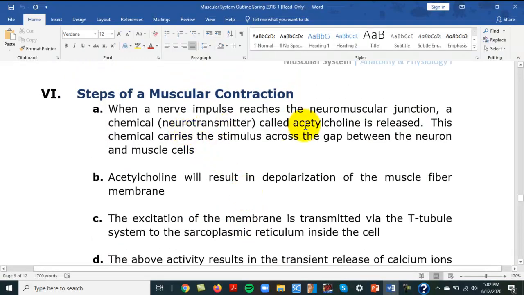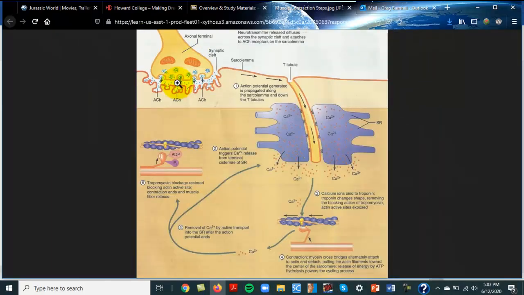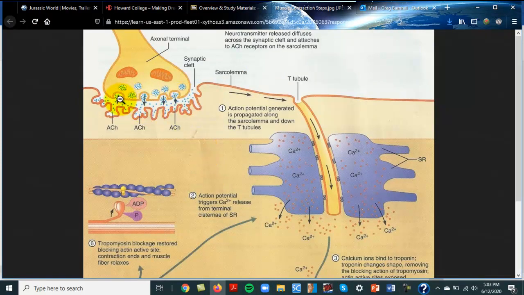So when a nerve impulse reaches the neuromuscular junction, we covered that in the last video, a chemical neurotransmitter called acetylcholine is released. This chemical carries the stimulus across the gap between the neuron and the muscle cells. So that was actually called the synaptic cleft. So here is the terminal axon, and you can see there's the ACh being released, and remember it's going to come down here and bind to little receptors in the neuromuscular junction.